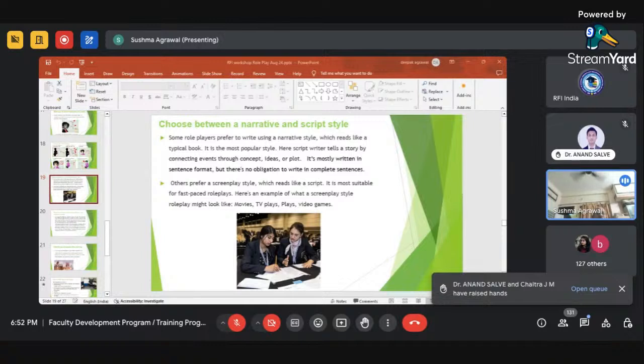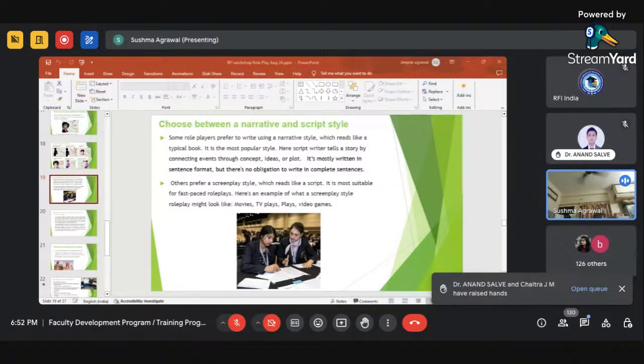Some role players prefer to write using a narrative style, which reads like a typical book. It is the most popular style. Here, the script writer tells a story by connecting some events, thoughts, concepts, ideas, or plot. It is just like you are reading a novel and some background is being provided for it. They are mostly written in sentence format, and there is no obligation to write in complete sentences. So a briefing can be done.